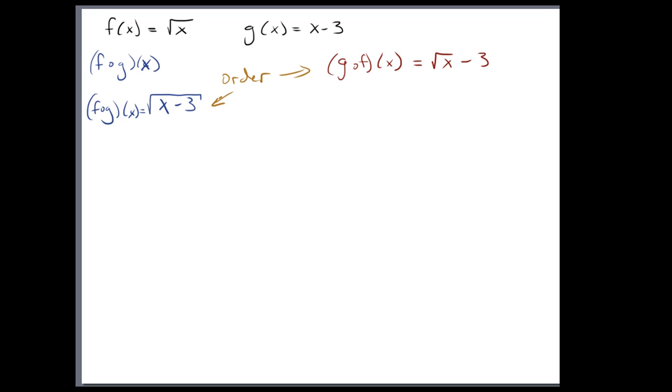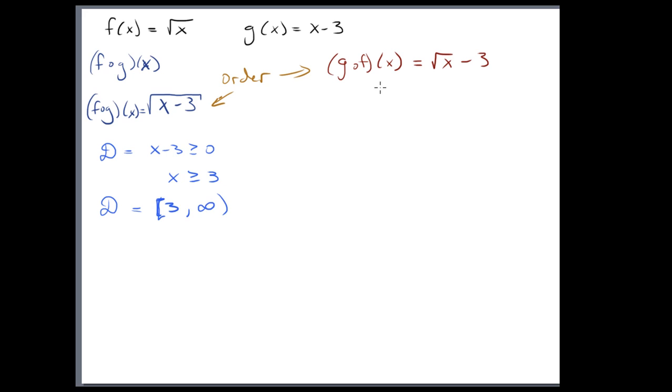But let's look at their domains. For f composed with g, the domain: x minus 3 has to be greater than or equal to 0, which means that x has to be greater than or equal to 3. So the domain here is equal to, let's see here, 3, square bracket, to infinity.